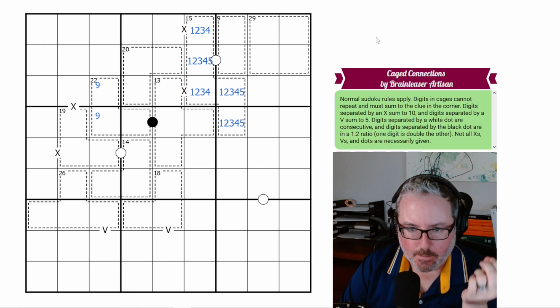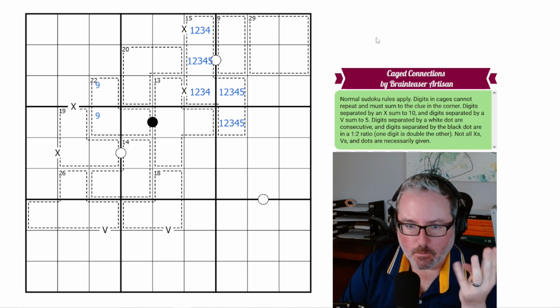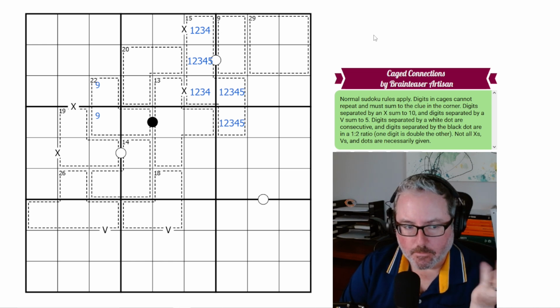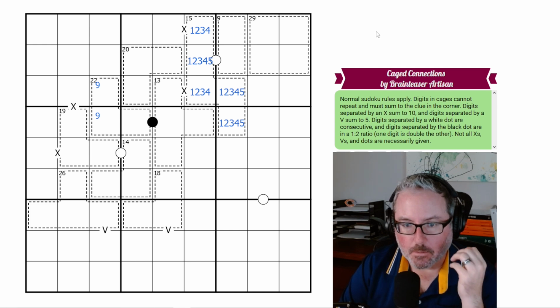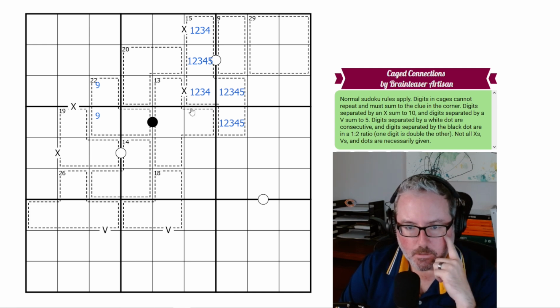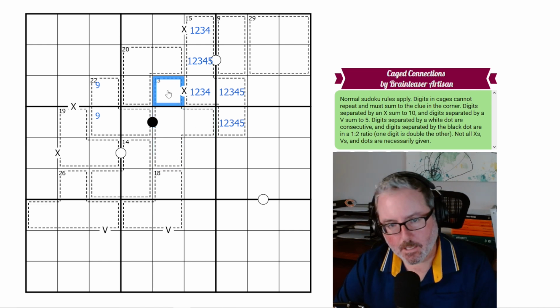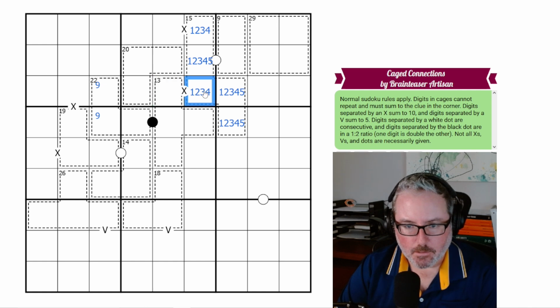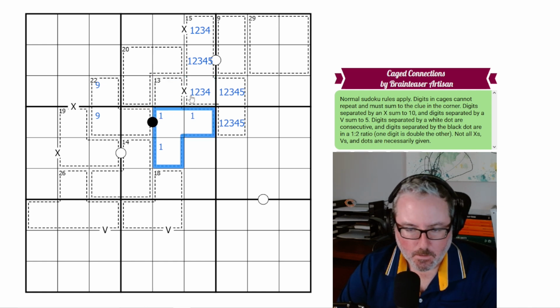And the reasoning is because if you put 2, 3, 4, and 5, which are the remaining lowest 4 digits in it, you're getting 14. 5 plus 4 is 9, plus 3 is 12, plus 2 is 14. So therefore, there must be a 1 somewhere in here. There can't be a 1 here because this clue must add to a 10. So we know there's a 1 in here somewhere.